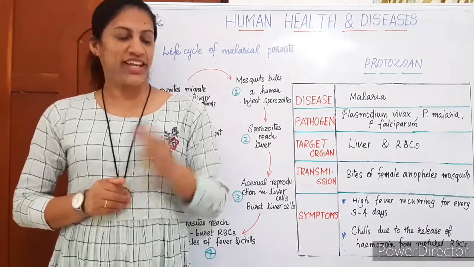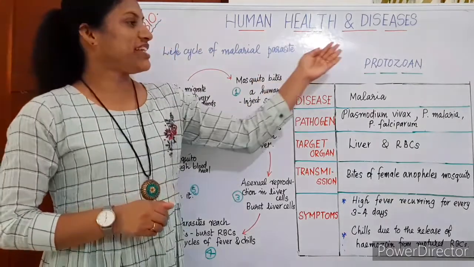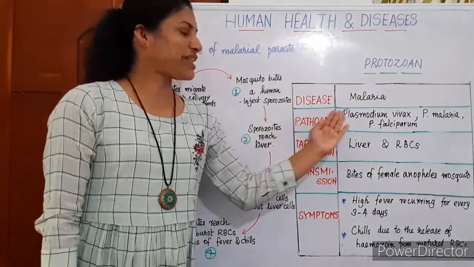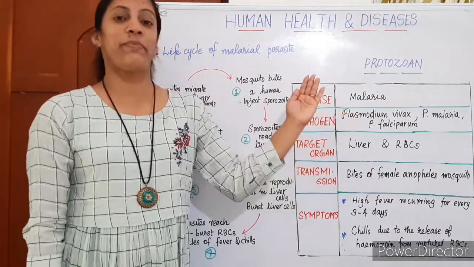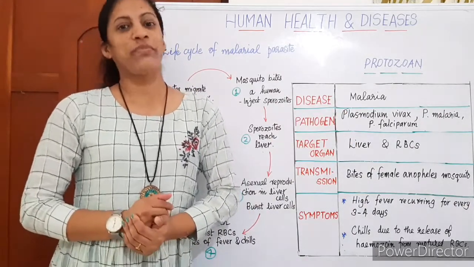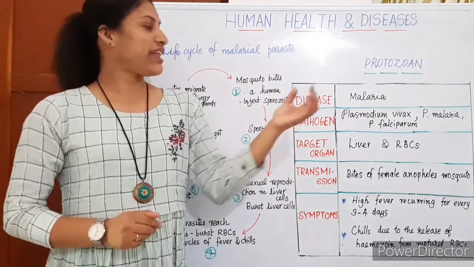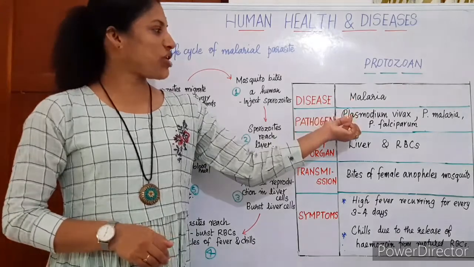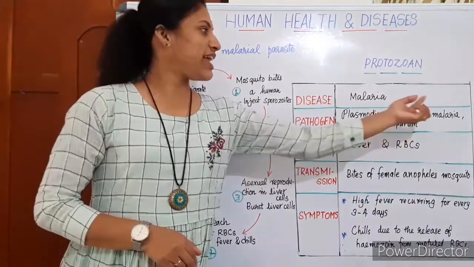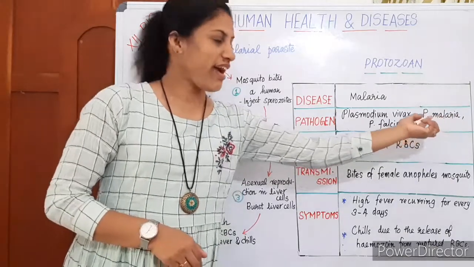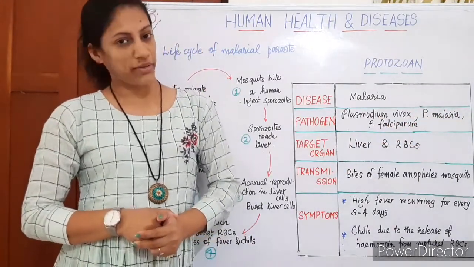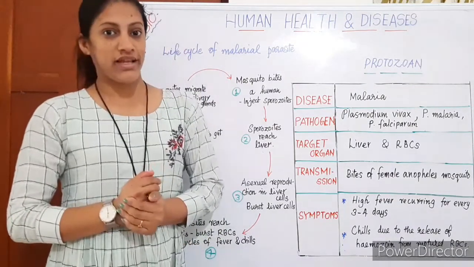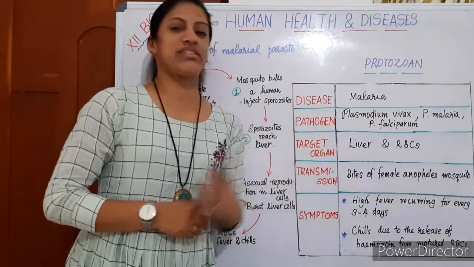The first one, malaria. The disease malaria is caused by a protozoan. The protozoan's name is Plasmodium. So Plasmodium causes malaria, and there are 3 main species of Plasmodium causing malaria. The most common, Plasmodium vivax. Then the second one, Plasmodium malariae, and the third one, Plasmodium falciparum. Among these, the most common is Plasmodium vivax, whereas the most lethal, most dangerous one is Plasmodium falciparum.